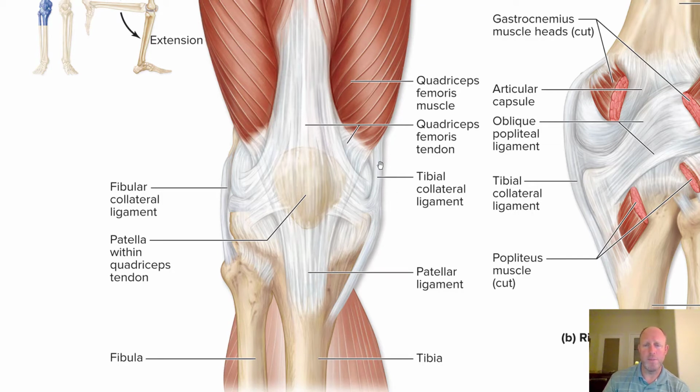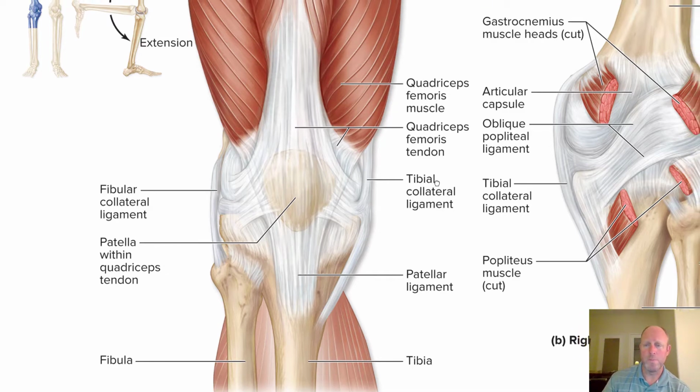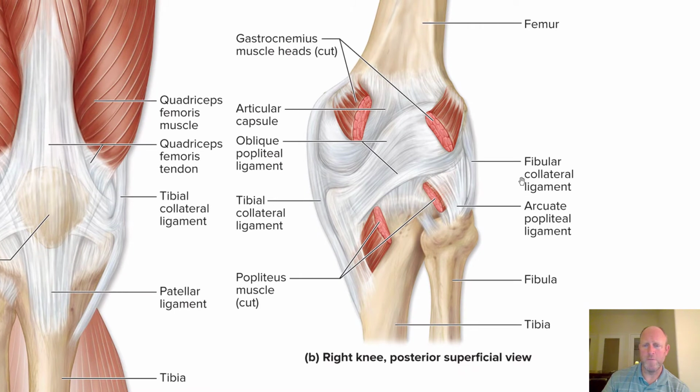And then basically the tibial collateral ligament here on the medial side. You're looking for the anterior here. The fibular collateral ligament on the lateral side. The patellar ligament, of course, connects the tibia with the patella, providing stability between the patella and the femur, just like the quadriceps femoris tendon helps supply stability between the patella and the femur. Also, the fibular collateral ligament will play some role here.